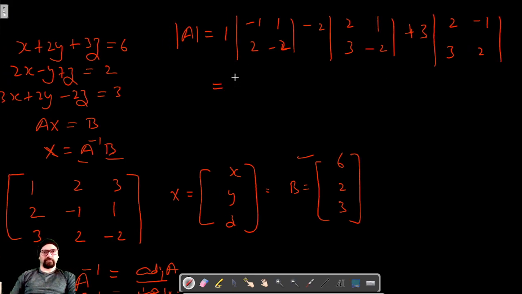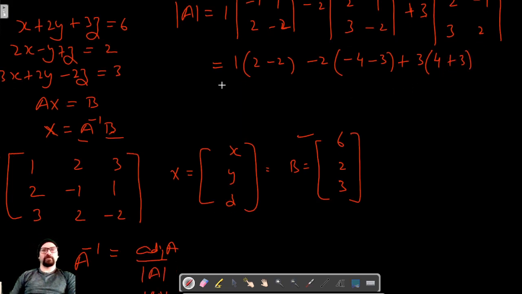So this gives us 1 into 2 minus 2, minus 2 into minus 4 minus 3, plus 3 into 4 plus 3. This is 0, this is minus 2 into minus 7, plus 3 into 4 plus 3 is 7. So this gives us 14 plus 21.